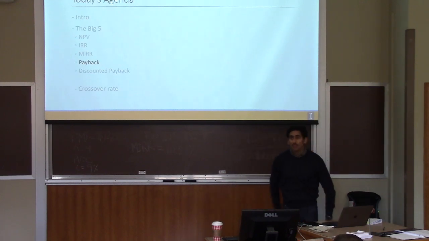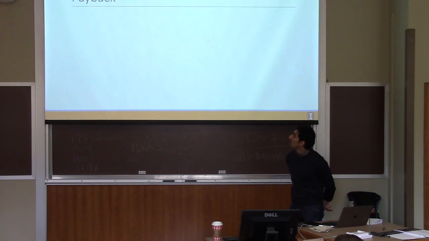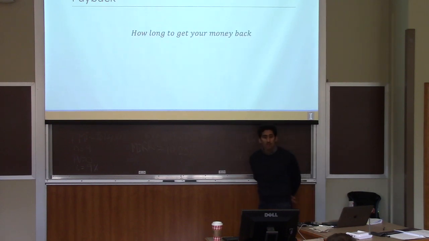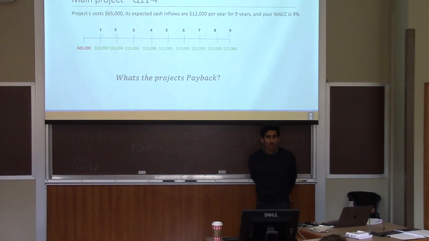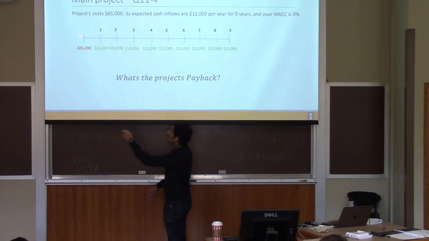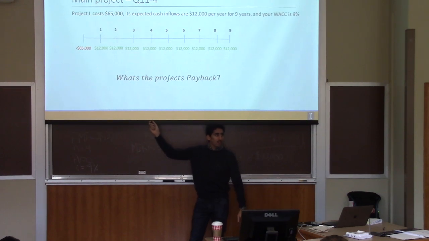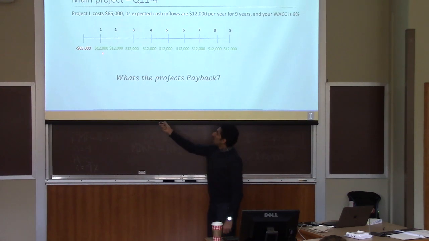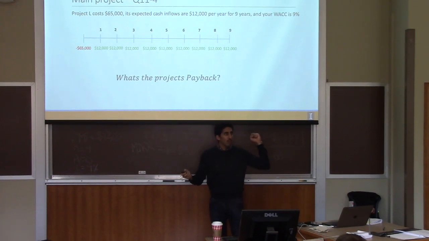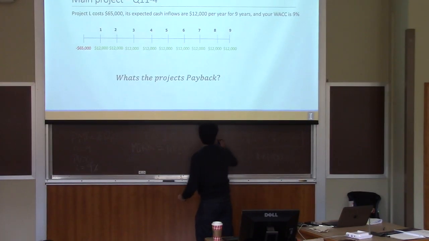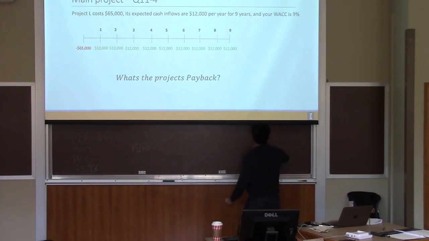So, let's go for the payback. Very straightforward. So the idea is how long to get your money back. Okay? We have the same project. What is this project's payback period? So, you paid $65,000. How many years do you need until you get your money back? 12,000, 24,000, 36, 48, $60,000. So by year 5, we have $60,000. How much do we have left? 5,000.